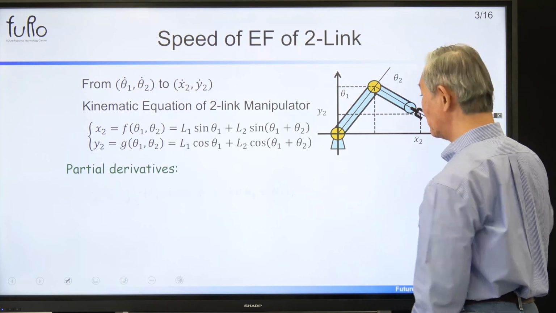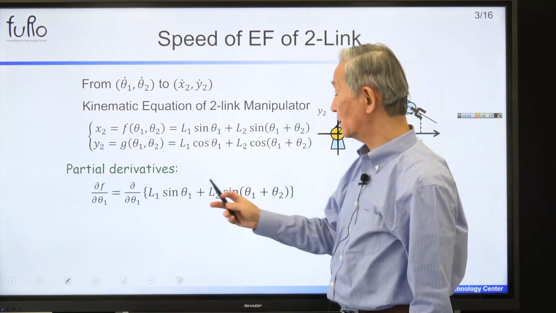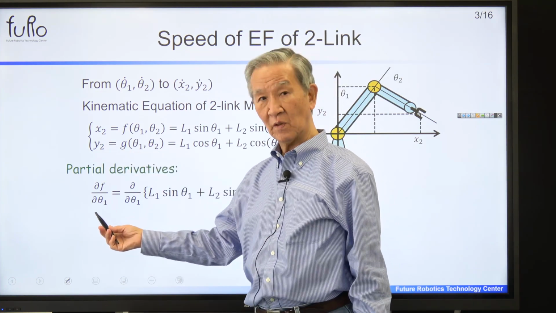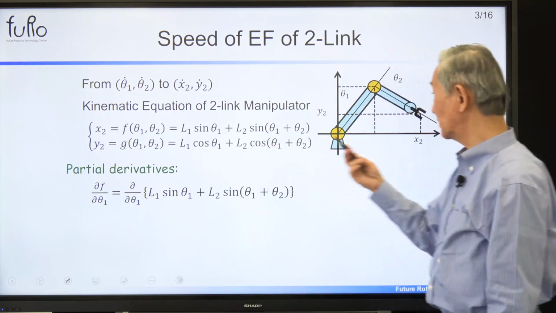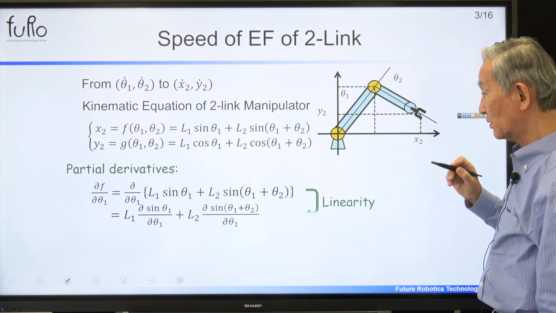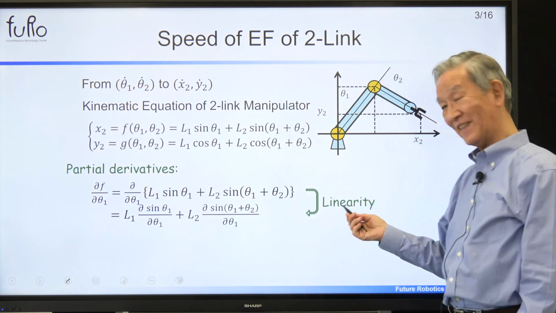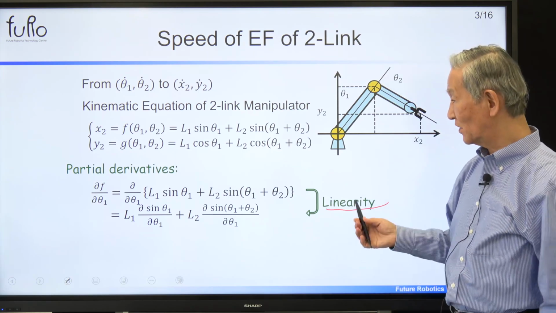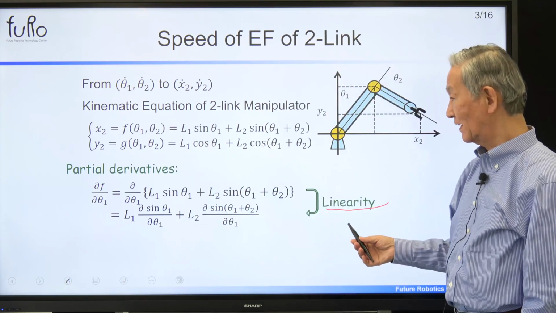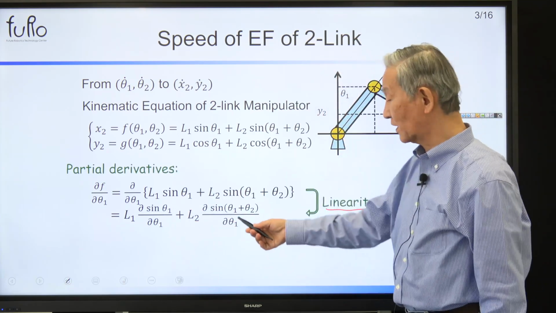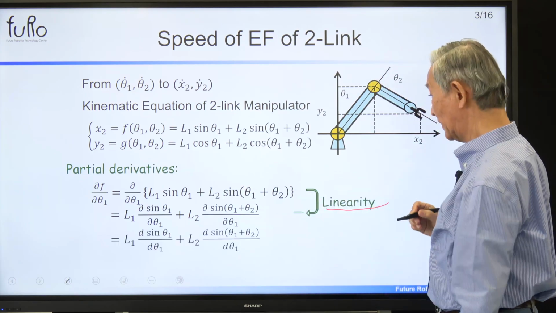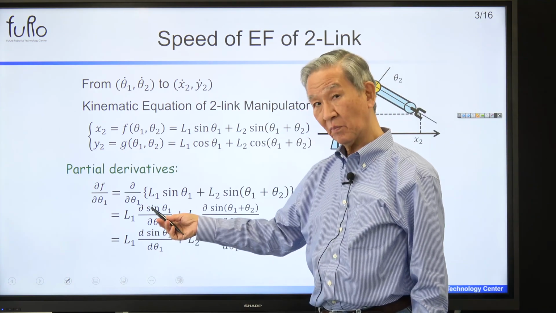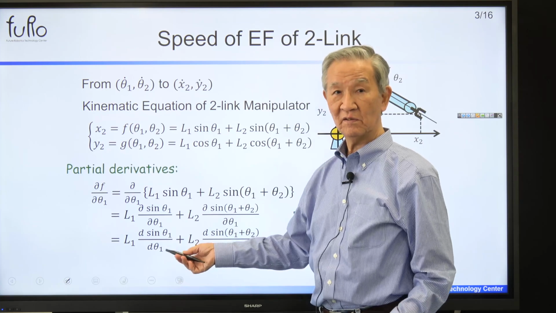Partial derivatives. First, let's look at x2 and partially differentiate it in terms of theta 1. According to linearity, which is a very handy tool, I can break that into two parts and take a look at the first one and the second one separately. Here, this is theta 1 only, so the partial derivative changes to the regular derivative, which is easy to do.